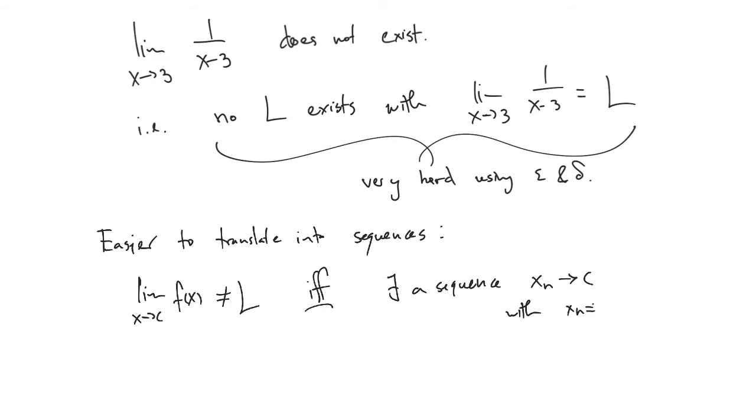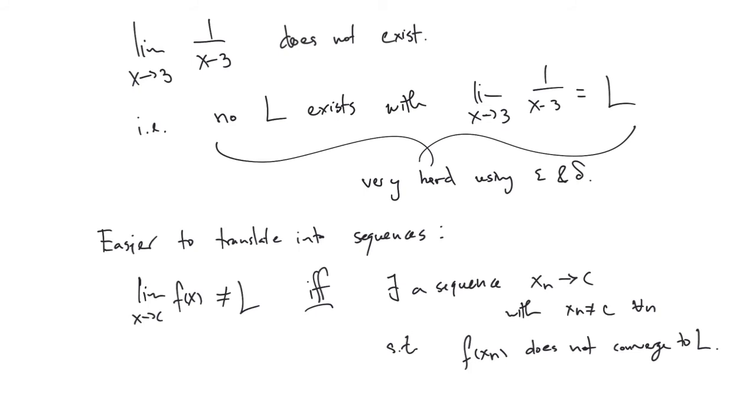Technically, xn is not allowed to equal c for any n, such that f of xn does not converge to L. All right? That's the opposite of what I said before. What I said before was for all sequences xn converging to c, then f of xn converges to L. This is the negation of that. There is some sequence which converges to c, but the f of xn's do not converge to L. All right?